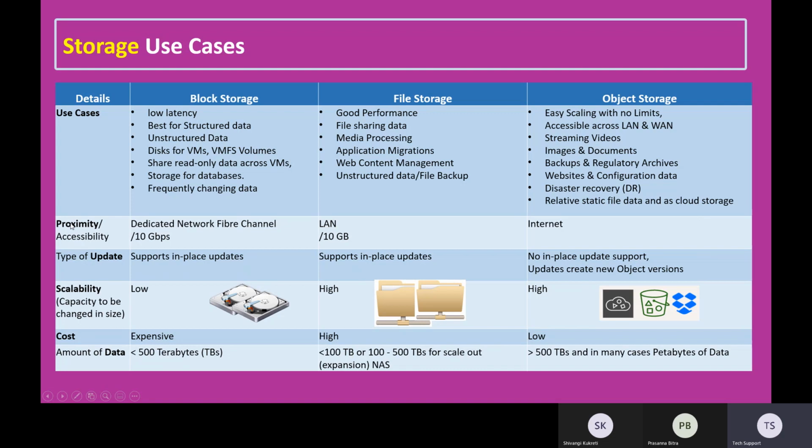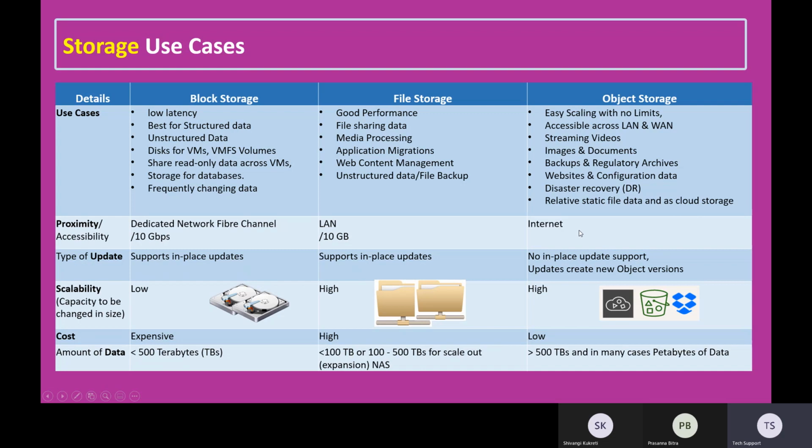Okay, and proximity means accessibility, how we can access the block storages. It's mainly accessible from a dedicated network. Fiber channel is nothing but normal fiber cables. A fiber channel cable we can use to access from server to FC SAN. The minimum recommended speed is 1 Gbps, and the ideal speed starts from 10 Gbps, 20 Gbps, 25 Gbps, and so on.